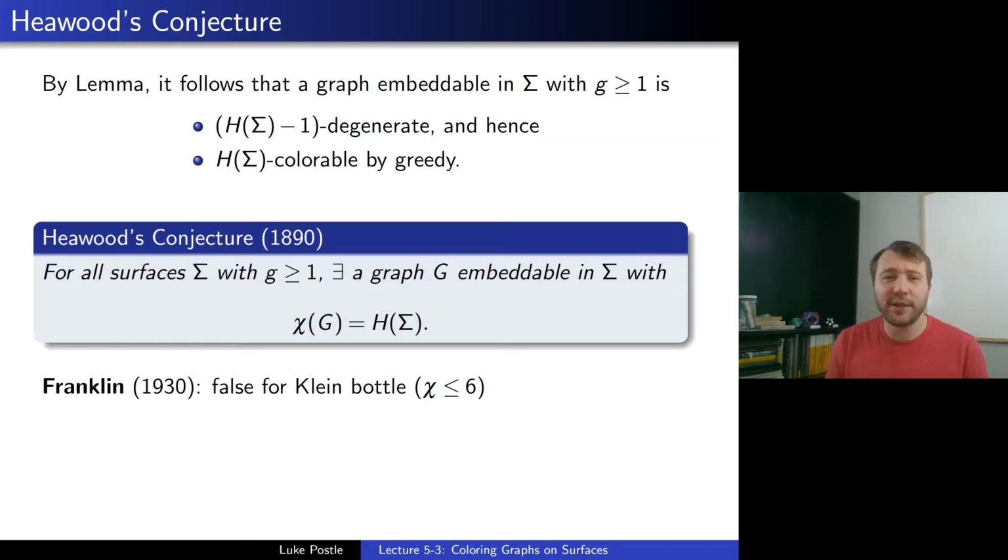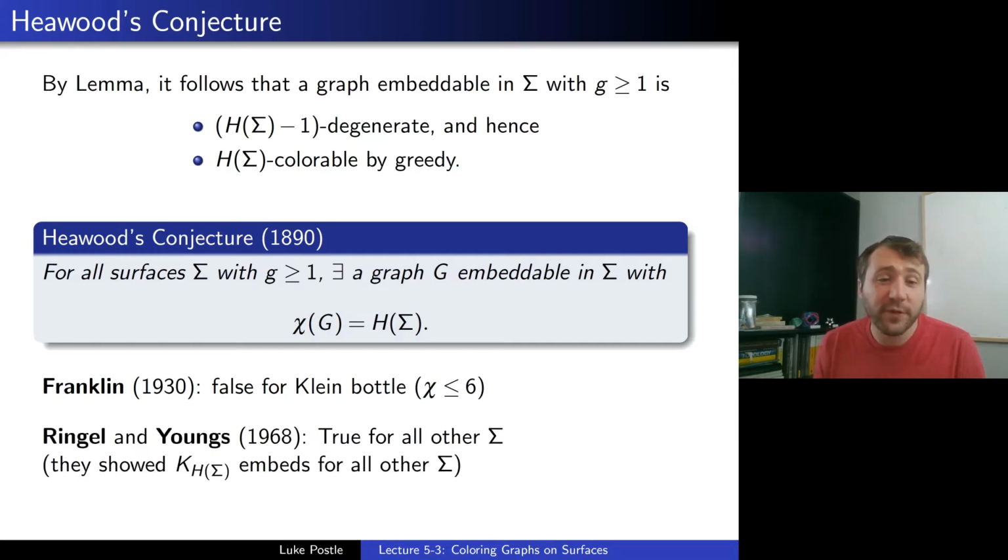So then the question became, okay, maybe the Klein bottle is the only exception. And as it turns out, this is true. So Ringel and Youngs in 1968 proved that Heawood's conjecture is true for all other surfaces sigma. They showed this by showing the complete graph of the Heawood number order embeds for all other sigma. So it's really not a coloring theorem of theirs, it's a topological graph theory theorem, an embedding theorem. So you have to actually construct these embeddings. And 1968 is also a bit of a lie, in that the work had started in the 50s and it was by them and some other co-authors, each taking cases.